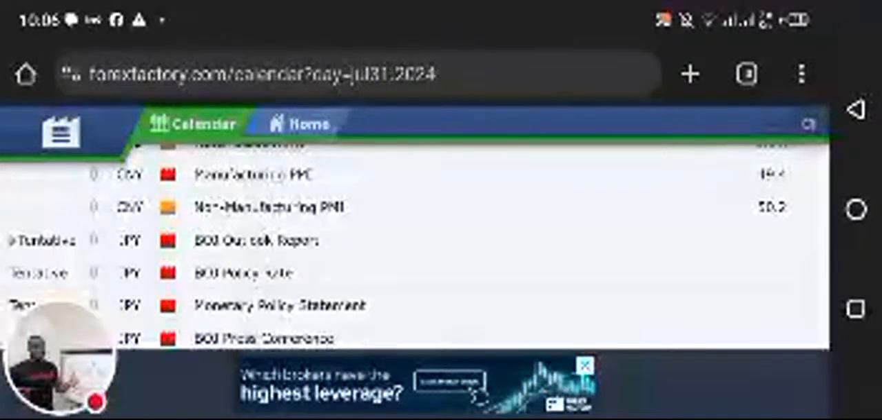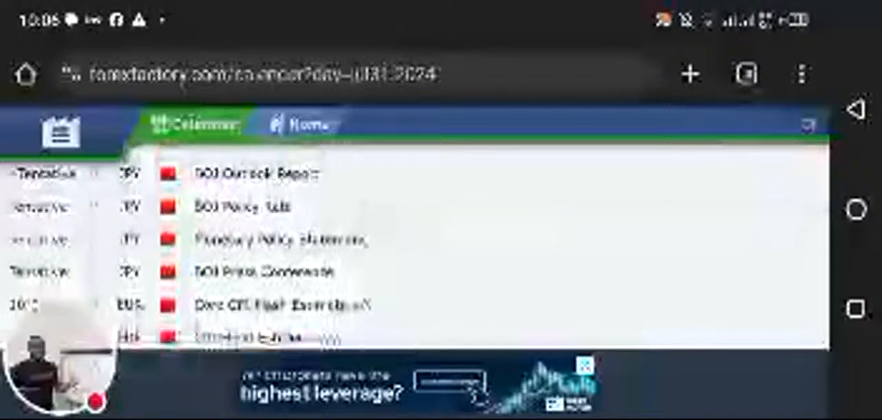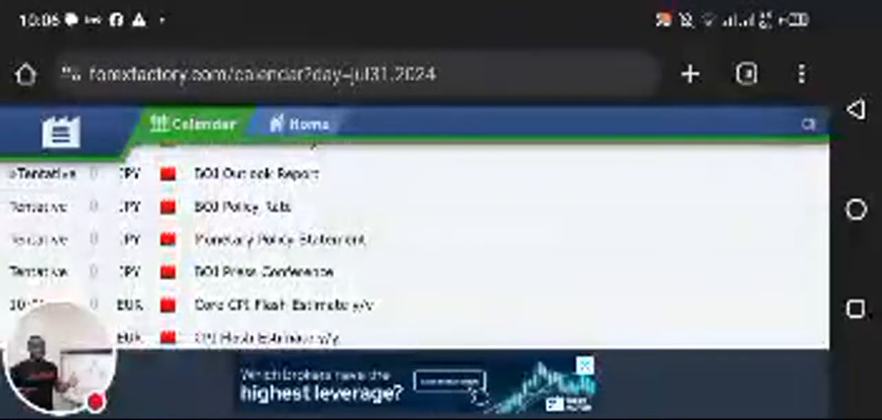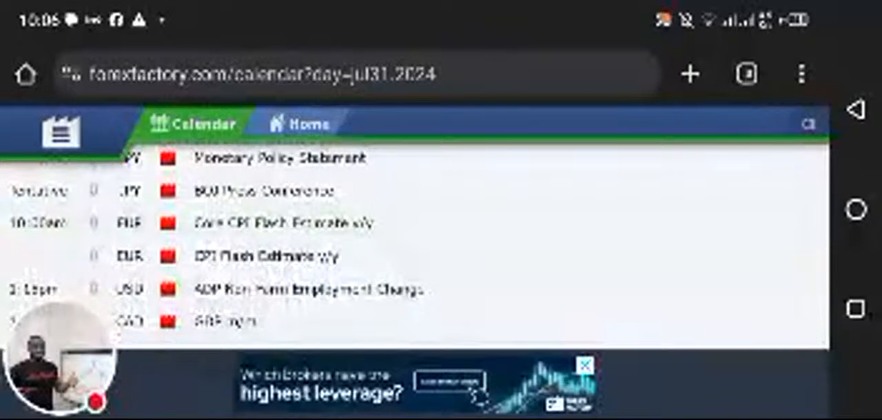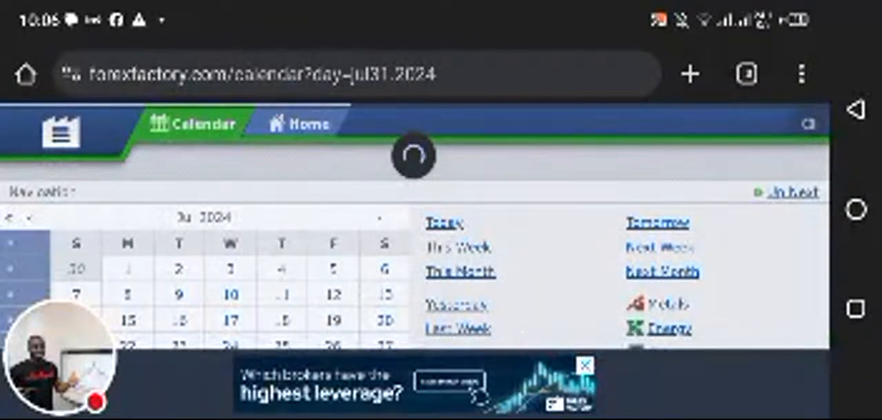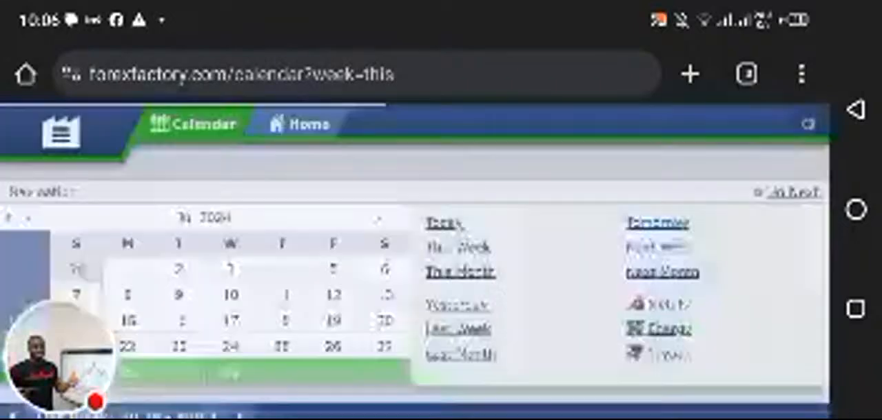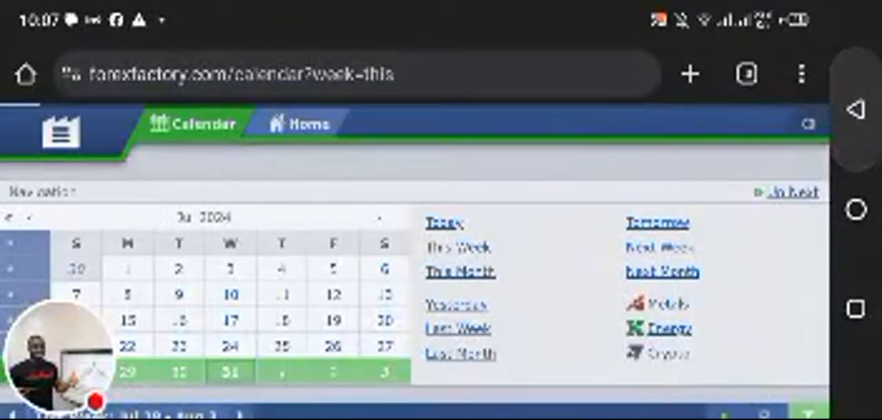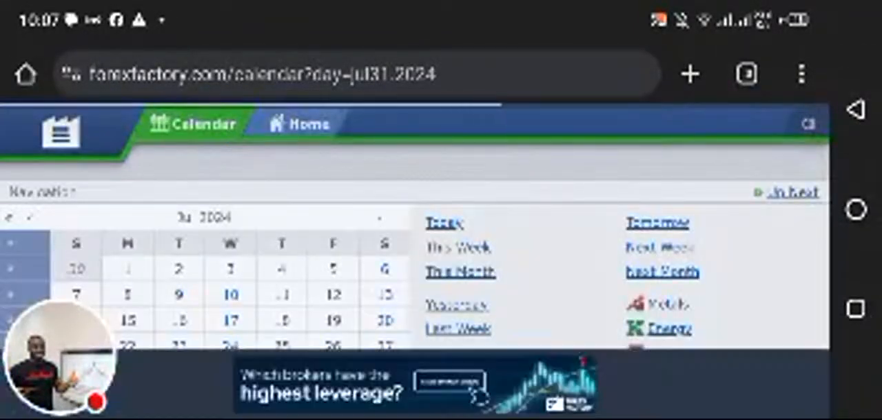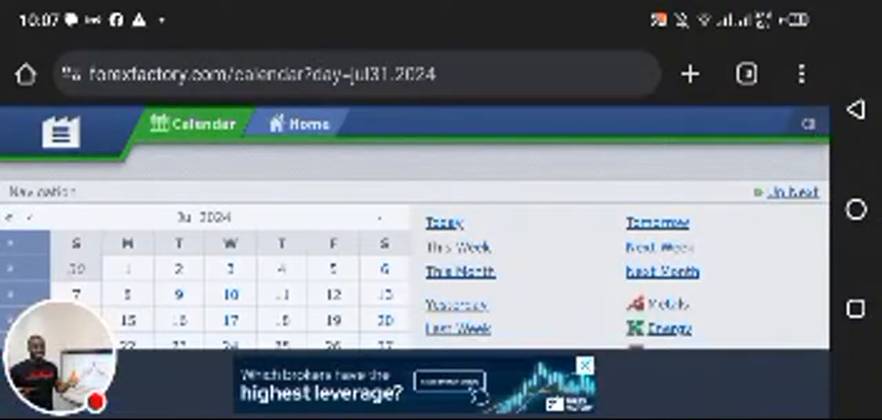Tentative JPY, Bank of Japan, we should expect high volatility on JPY pairs because of the major news that will be released: monetary policy statement, Bank of Japan policy rate, Bank of Japan outlook. By 10 a.m., it's 10 a.m. already, they should have released this by now. Let me refresh. A few minutes, please.